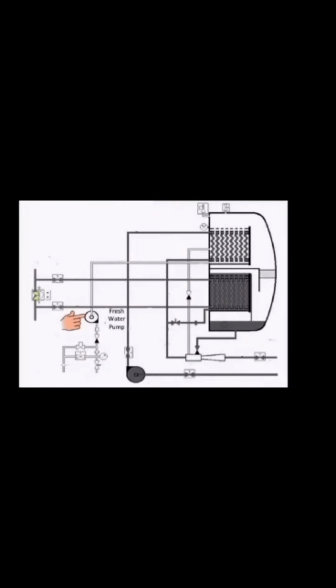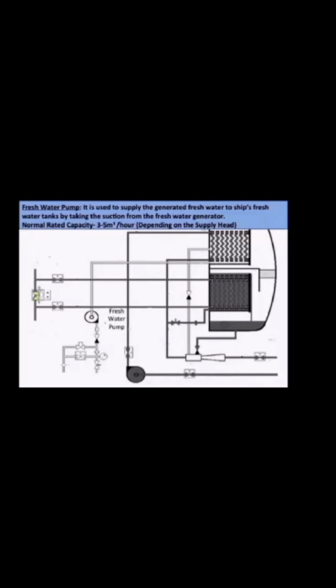Freshwater pump. It is used to supply the generated freshwater to the ship's freshwater tanks by taking suction from the freshwater generator. Normal rated capacity is 3 to 5 cubic meters per hour, depending on supply head.